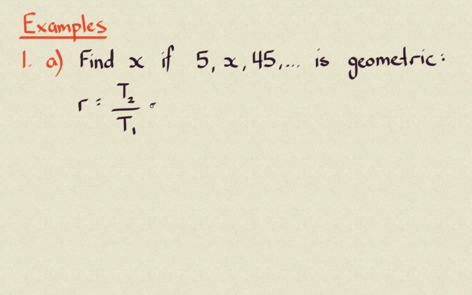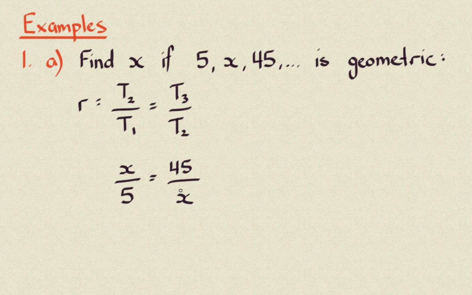However, because this ratio is common, the same can be said if we look at term 3, 45, and divide it by the term before it, term 2. So let's look at this equation now and substitute in what we know. Term 2 is x over term 1, which is 5. This must be equal to term 3, which is 45, over term 2, which is x. And so now we have an equation to solve where our unknown value is x.